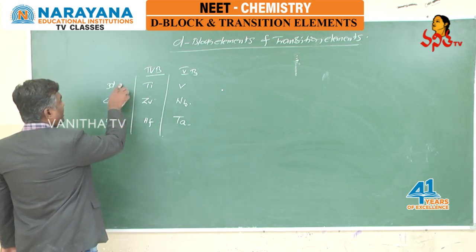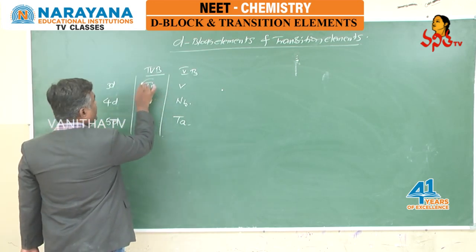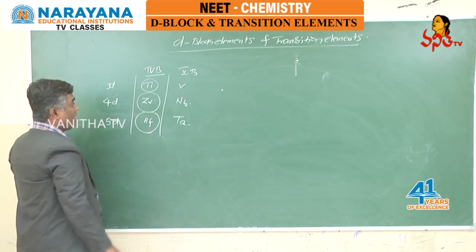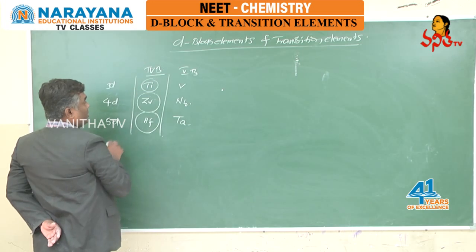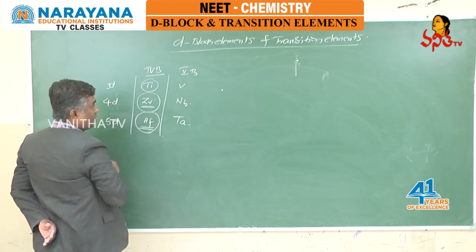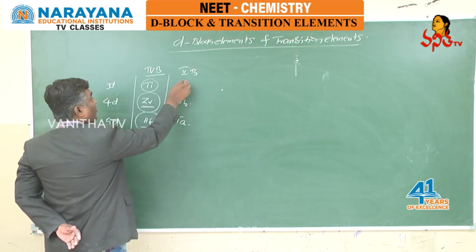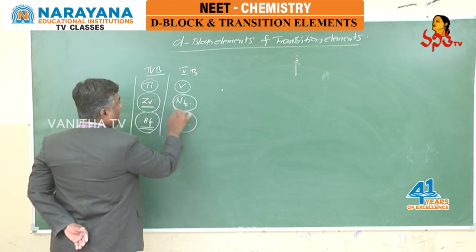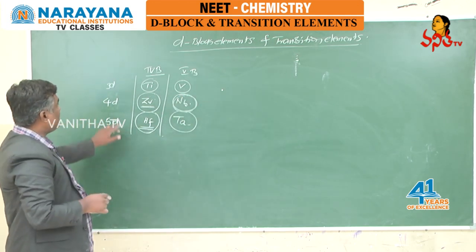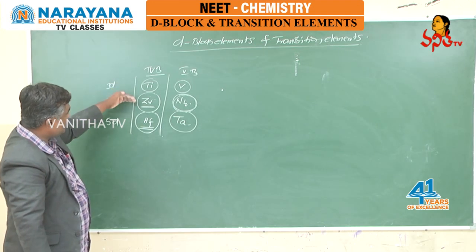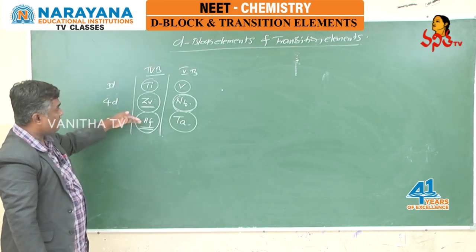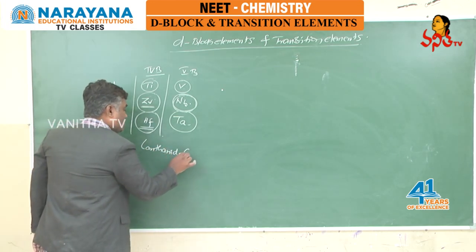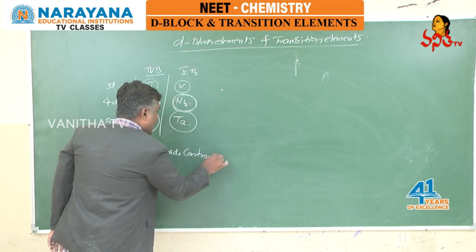From 3d series to 4d series size is increasing, but 4d to 5d series size remains same. Because of that reason only, in 4th B group zirconium and hafnium both are having similar size. At the same time vanadium to niobium size is increased, but from niobium to tantalum size remains almost same. Here students we can see 3d to 4d series size is increased, but 4d to 5d series size remains same, and this is due to lanthanide contraction.